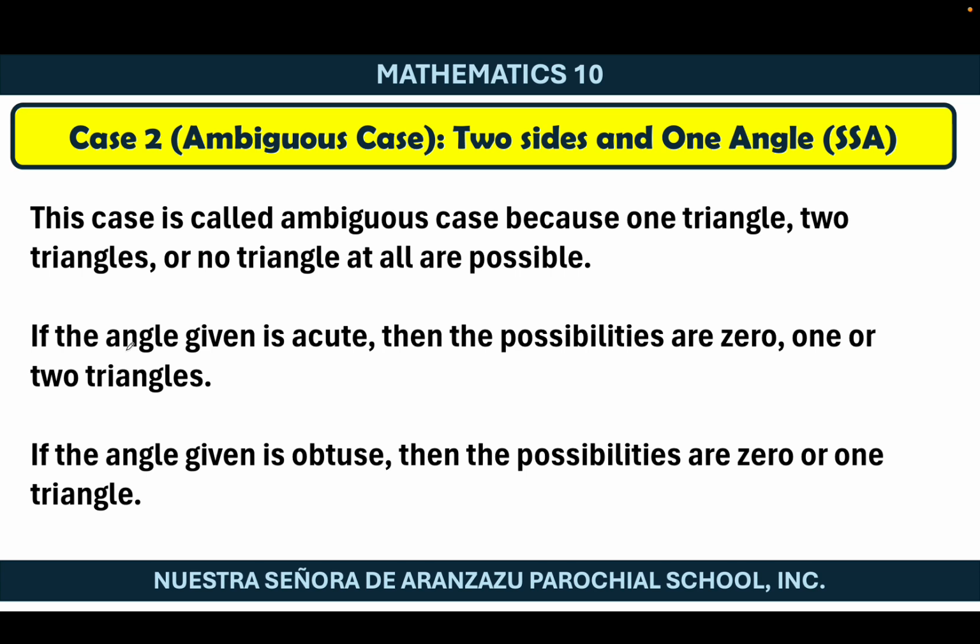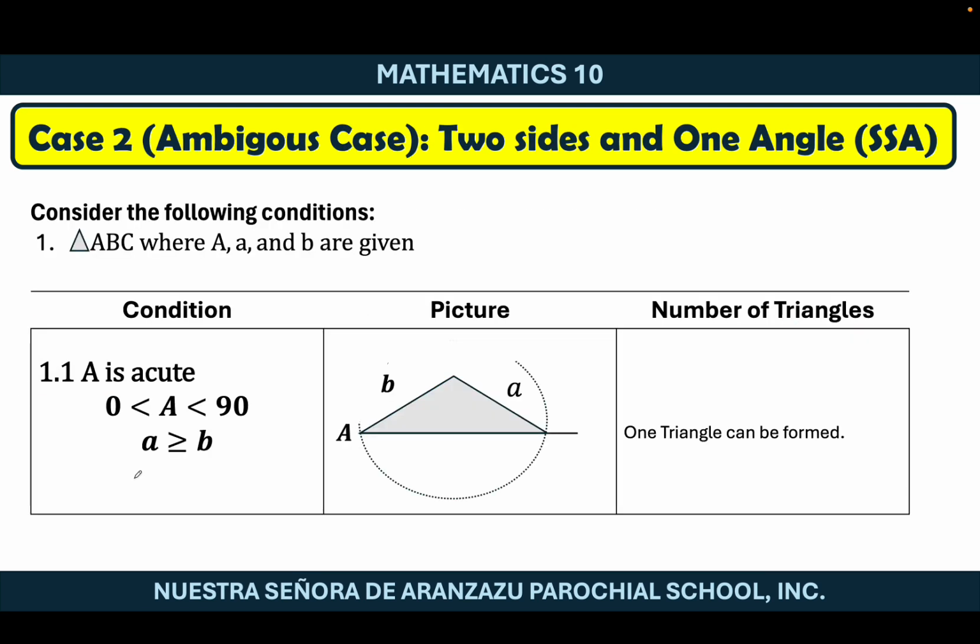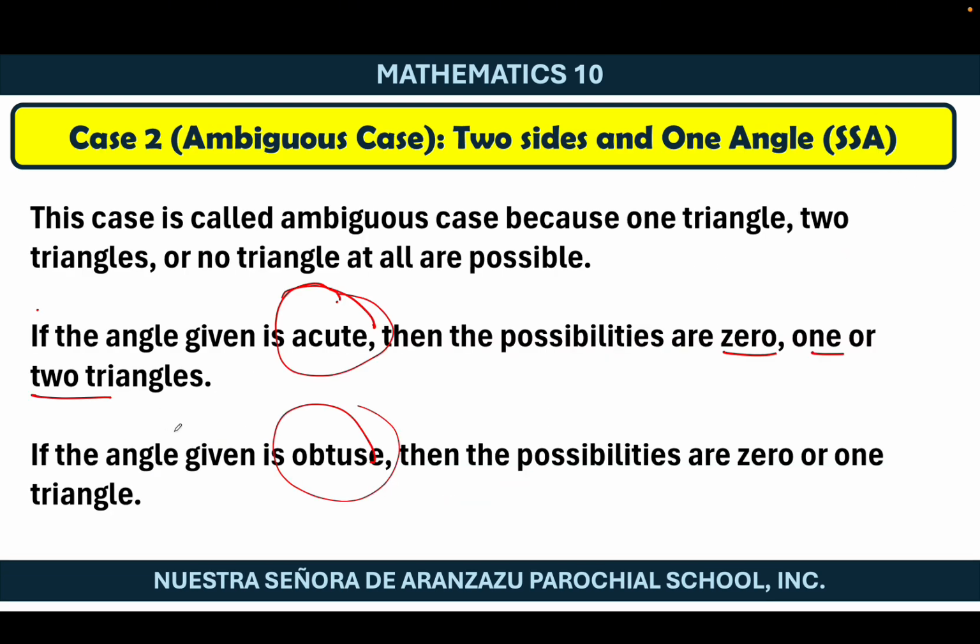Okay? So, we can identify first the number of triangles to be formed, whether it is one triangle, two triangles, or no triangle at all. Now, paano natin madedetermine yon? So, we have to identify first whether the given angle is acute or obtuse. Now, if the given angle is acute, then the possibilities are 0, 1, or 2 triangles. Now, kapag yung given na angle na yon is obtuse, the possibilities are 0 or 1 triangle.